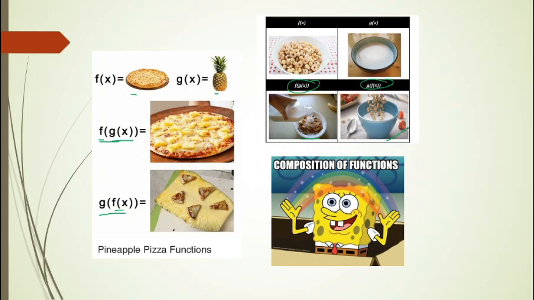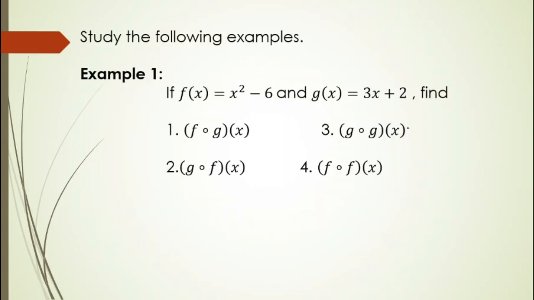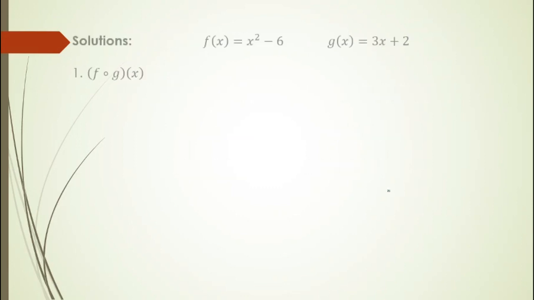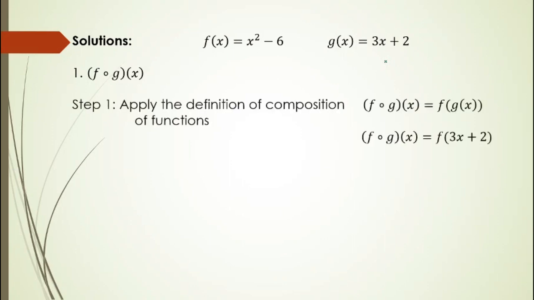So, for example, gamitan na natin siya ng mismong function. Study the following examples. If f of x is equal to x squared minus 6 and g of x is equal to 3x plus 2, we need to find f of g of x, g of f of x, g of g of x, and f of f of x. So for the number 1, f of g of x, these are the given, x squared minus 6 and 3x plus 2. So for this step 1, apply the definition of composition of function.